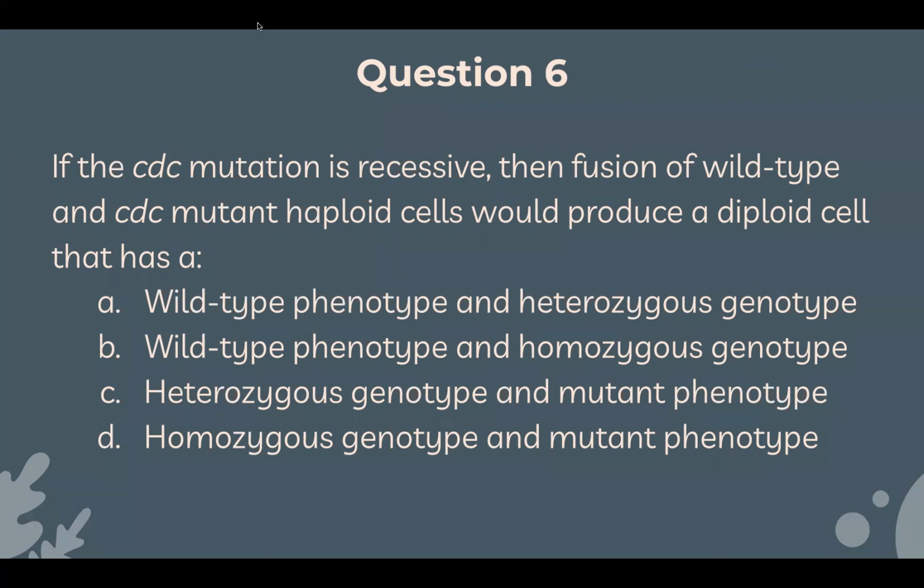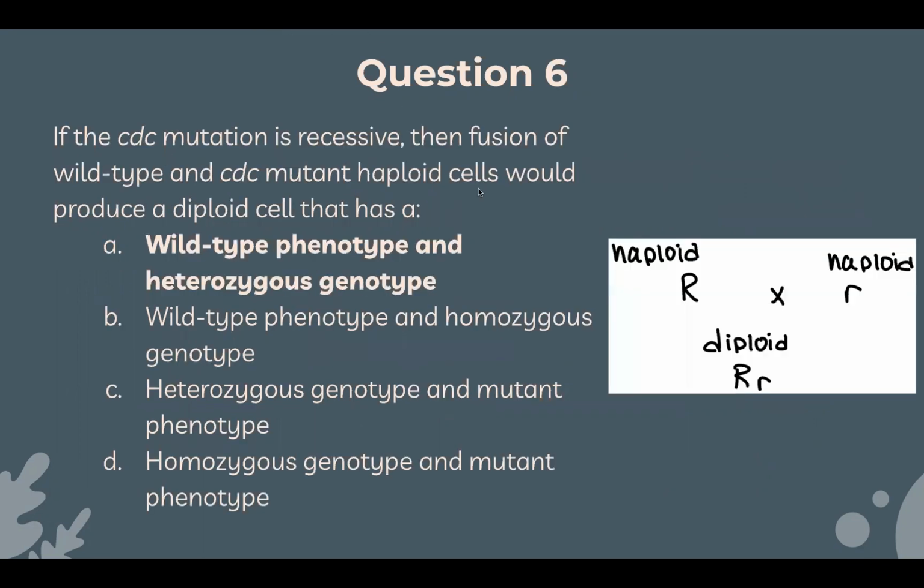Because if the mutant cell is recessive and the wild type is assumed to be all dominant, then there will just be the homozygous wild type multiplied by the homozygous recessive. Mm-hmm. Yeah, you're correct that the answer is A.